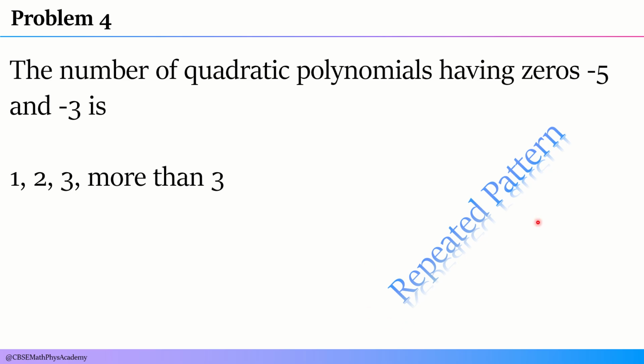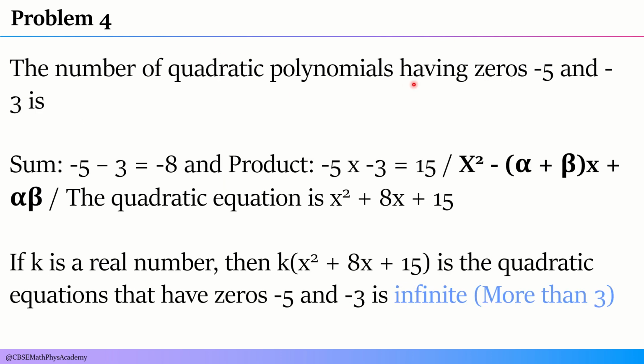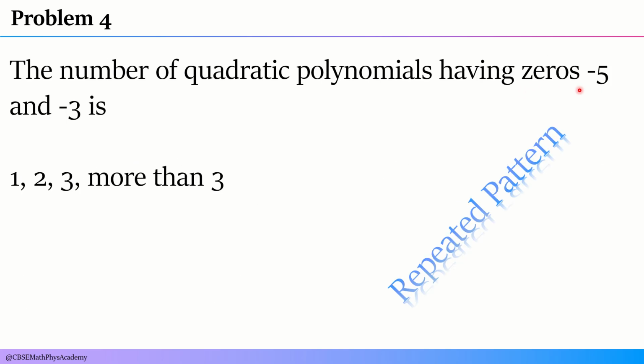This has been a quite repeated pattern. In one way or another, this question has been asked many times. So this is fairly simple, but let us crack it step by step. Let us understand the problem first. Alpha is -5, beta is -3. The question asks, how many polynomial equations can have -5 and -3 as their zeros? Is it one polynomial equation, two, three, or more than three?